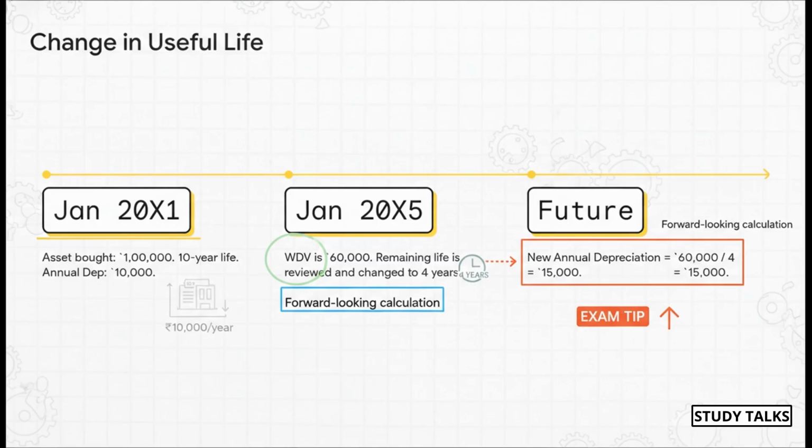But now, management reviews the asset and says, you know what? This thing is only going to last for another 4 years, not 6. So what do you do? You take the current WDV, that's 60,000, and you divide it by the new remaining life, which is 4 years. So your new depreciation going forward is 15,000 per year. See? We didn't touch the past, we just adjusted the future.